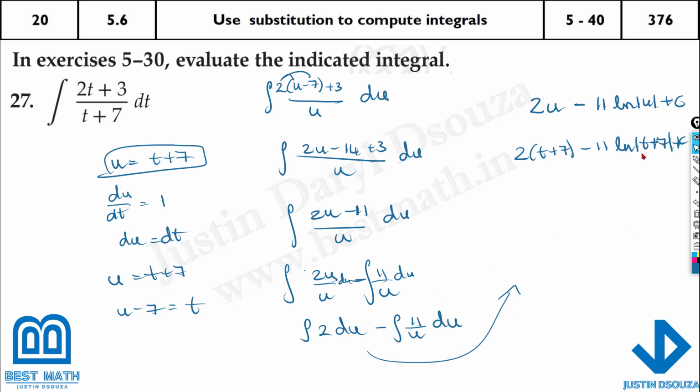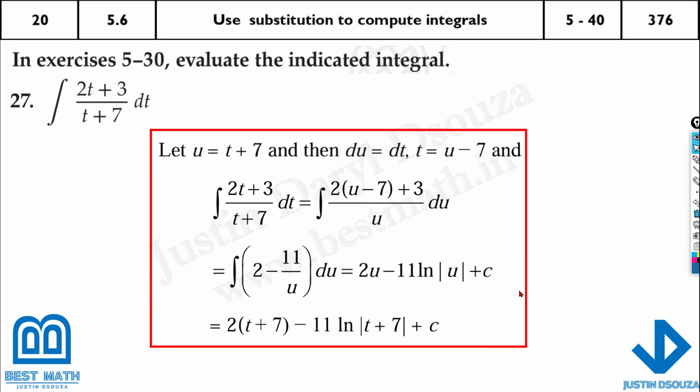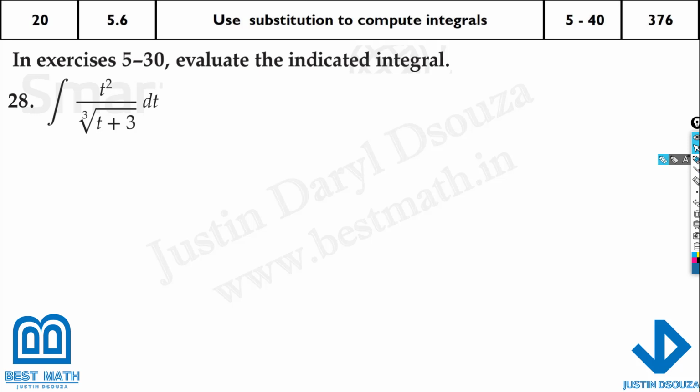Why? Because if t is, say, minus 10, then minus 10 plus 7 is minus 3, which can be a negative value. So we write the modulus, the absolute value, plus c. This problem is similar to the previous one because inside the radical, it is not more than 2. If it was 3, then it would be easier. But here we have power 2 in the numerator and there's only t. We can't solve this in any easy way.